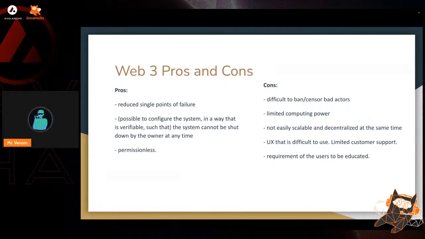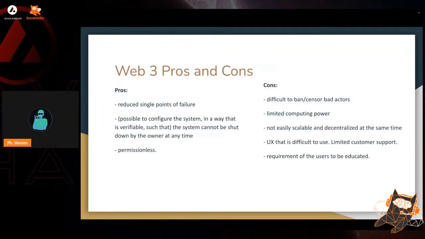So in the sense that if the smart contract is perfectly written, then there will be no rug pulls or any malicious thing possible, even by the owner. And of course, there are some cons compared to Web 2 architecture, which is that you cannot ban or censor any bad actors when using Web 3.